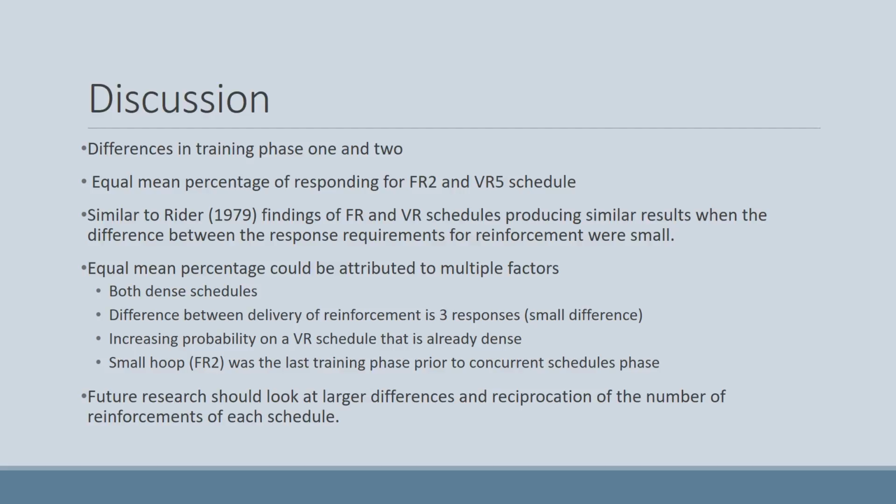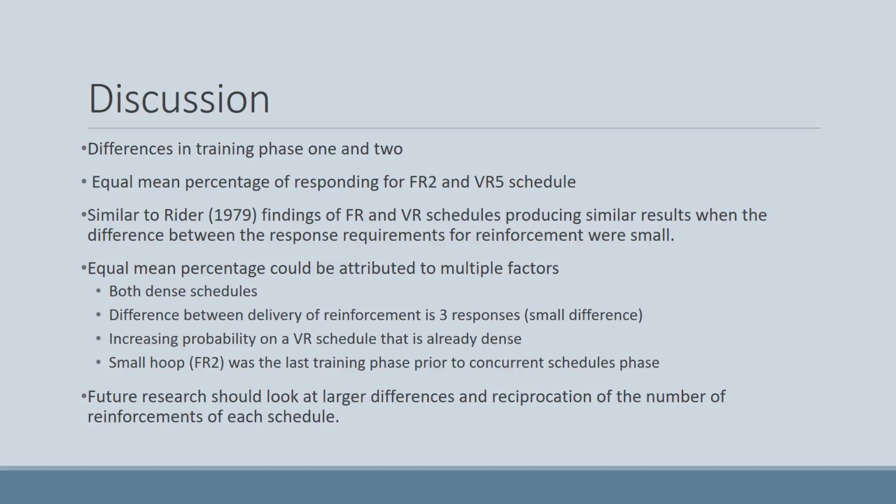There was an equal mean percentage of responding for FR2 and VR5 schedules. They were both at 50% responding, which was pretty interesting to see. But this was similar to Ryder from 1979, his findings of the FR and VR schedules producing similar results when the difference between the response requirements for reinforcement were small. So FR2 and VR5, there's really not a very large difference between the two, as there's only 3 responses different within there. The equal mean percentage could be attributed to multiple factors, which is that they are both dense schedules.